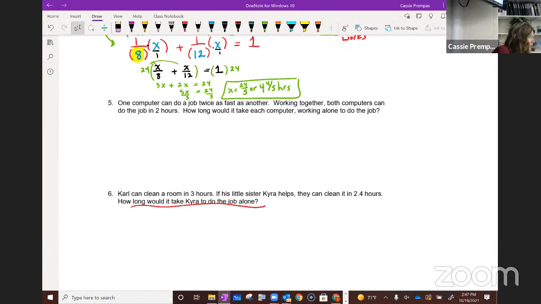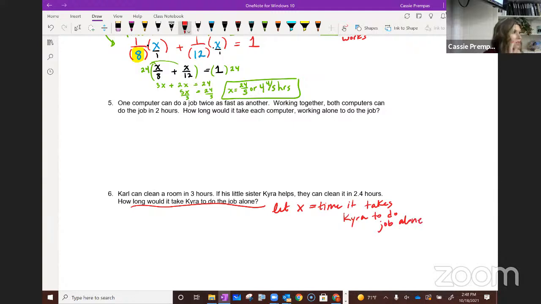Let's define our variable. What would we let X represent? Yep, the time it takes Kira to do the job alone. And you do want to be specific because there's lots of times mentioned here. There's a time that someone does the job by themselves, and there's a time that somebody's working with another person. So I'm going to be specific there. Time it takes Kira to do the job alone.